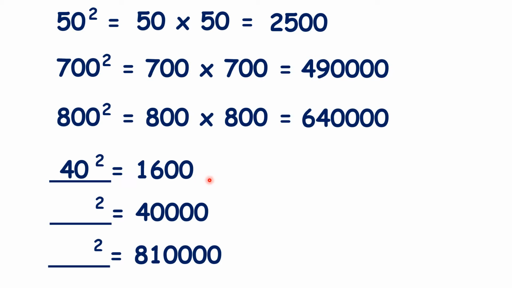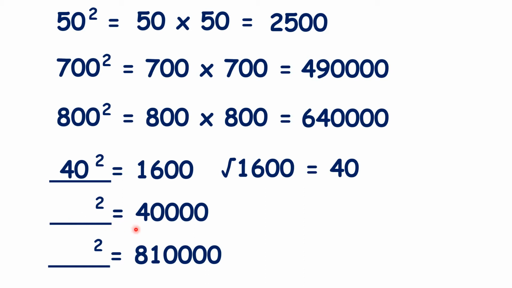We could also say that the square root of 1,600 is 40, and this symbol here is the square root symbol. When you see this symbol, the question is asking you which number you need to square to get the number next to it. And notice that your answer is just the number, so in this case it's just 40. You don't need to write 2 for squared next to it if you're being asked for a square root.